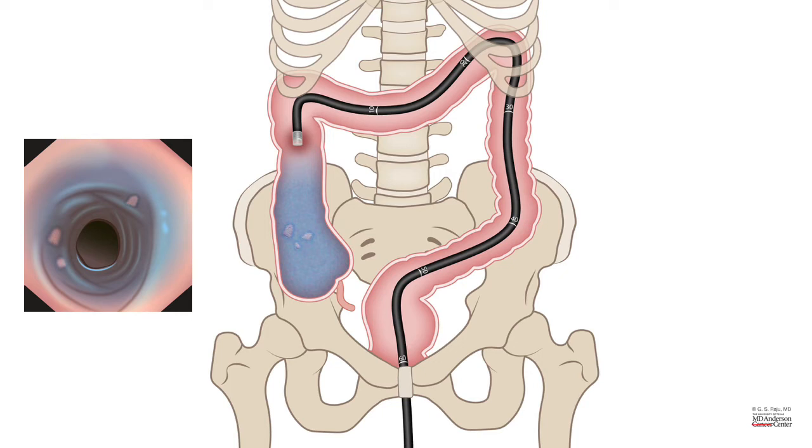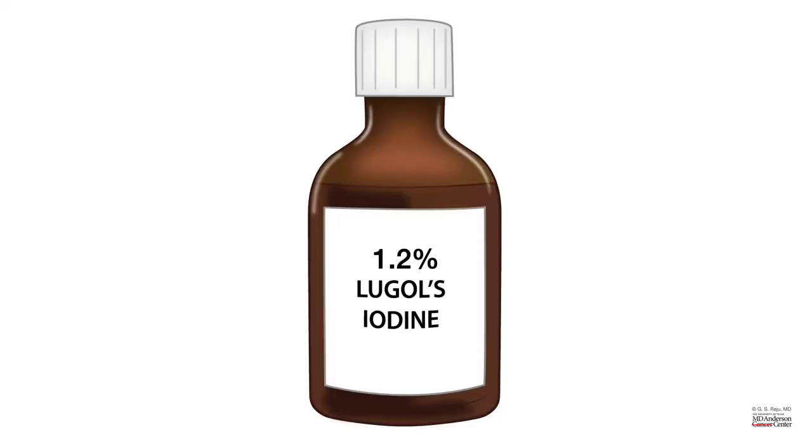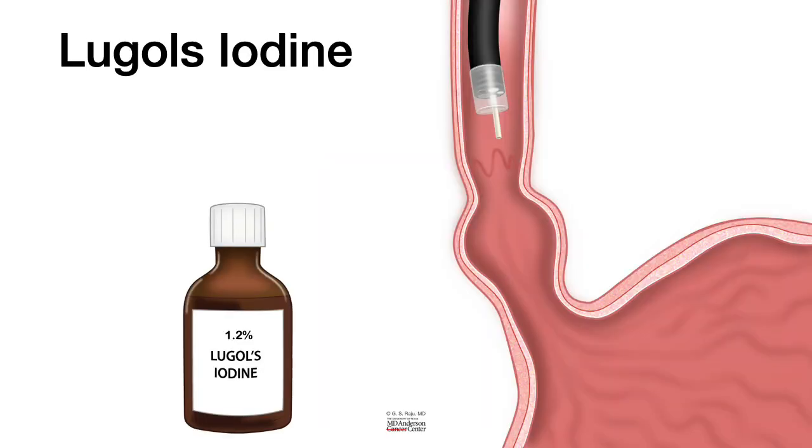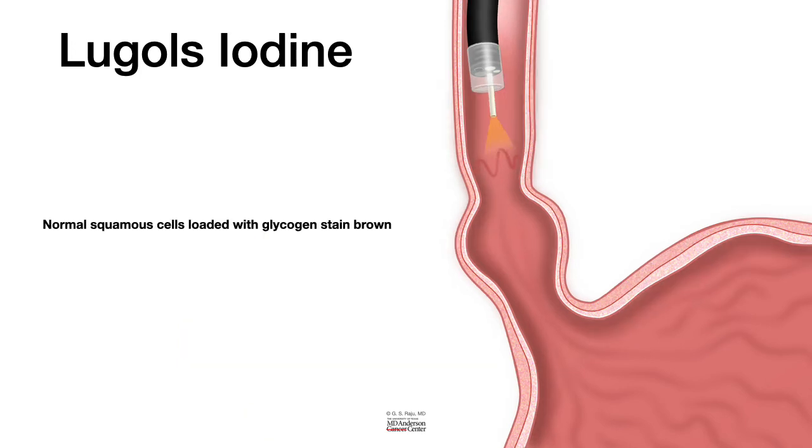Next, let us look at Lugol's iodine. This is 1.2% Lugol's iodine, and this is used for screening squamous cell cancer of the esophagus. This is what you do. During upper GI endoscopy, you come all the way to the gastroesophageal junction, and then from there onwards you spray Lugol's iodine from the lower end all the way to the upper end.